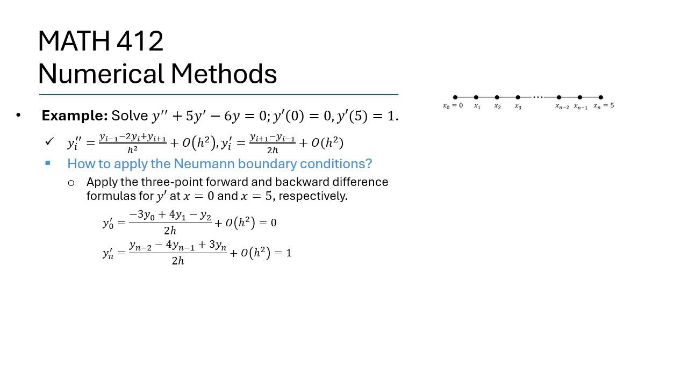And one more example. This time the boundary conditions are different. They are not Dirichlet boundary conditions. They are the Neumann boundary conditions. Instead of the function y's values at the endpoints being given, now y prime, the first derivative at the two endpoints, is given, and now we'll see how to apply such conditions.